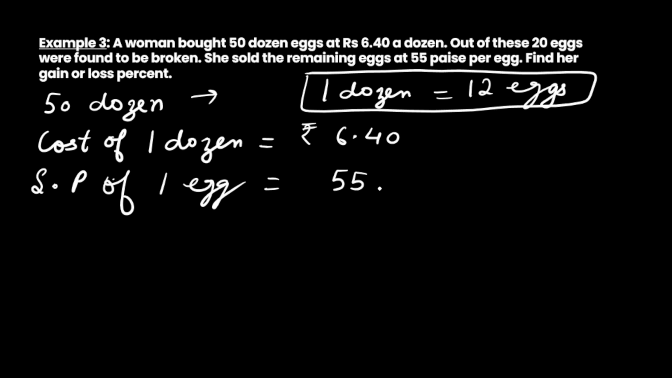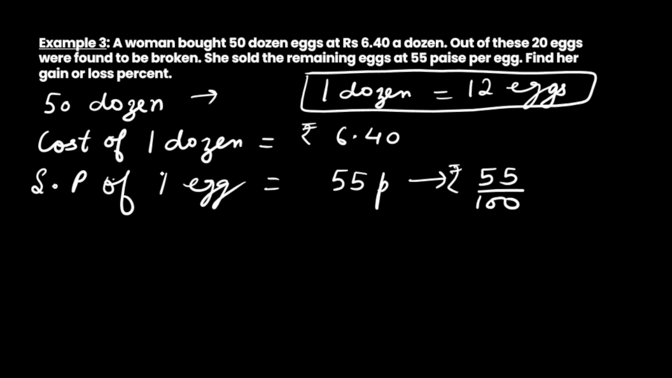55 paise we have to convert into rupees. How to convert? It is 55 by 100. Whenever we are converting paise to rupees, we have to divide by 100. You can remember that. So this is the selling price of one egg. We have to find the gain or loss percent. First of all, we have to understand whether it is gain or loss. Then only we can find that.